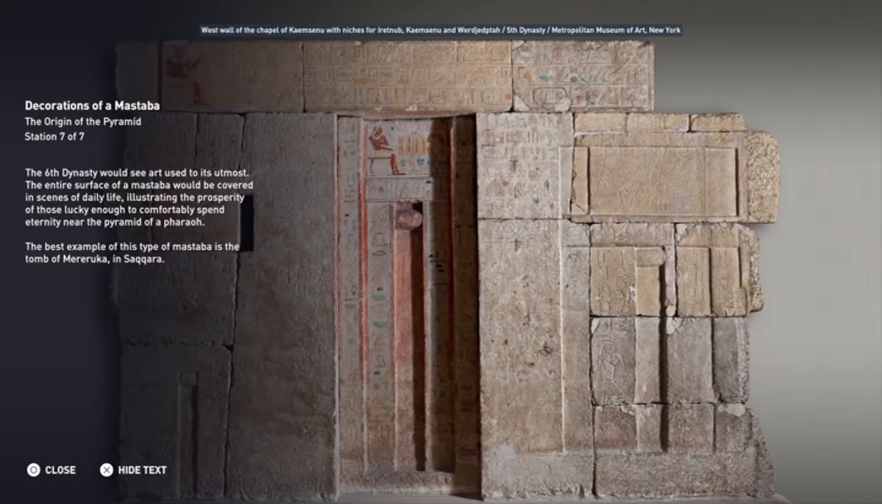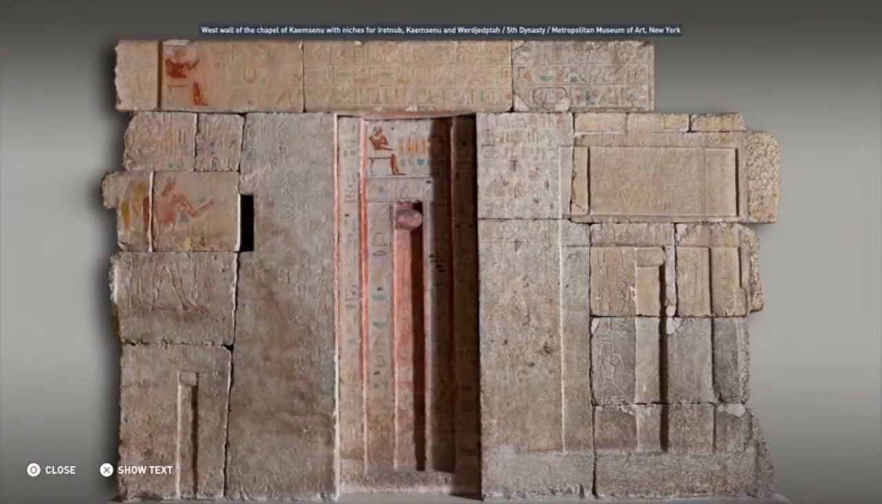The 6th dynasty would see art used to its utmost. The entire surface of a mastaba would be covered in scenes of daily life, illustrating the prosperity of those lucky enough to comfortably spend eternity near the pyramid of a pharaoh. The best example of this type of mastaba is the tomb of Meroruka in Saqqara.